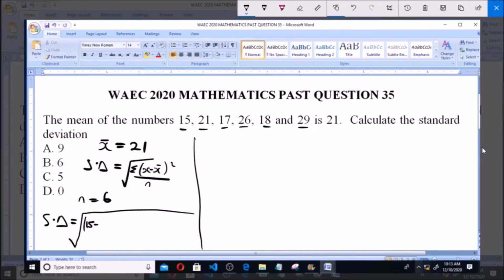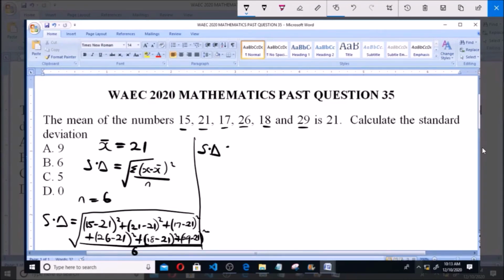Therefore we can see that SD, the standard deviation, is equal to the square root of 15 minus 21 squared plus 21 minus 21 squared plus 17 minus 21 squared plus 26 minus 21 squared plus 18 minus 21 squared plus 29 minus 21 squared all over n, which is 6.